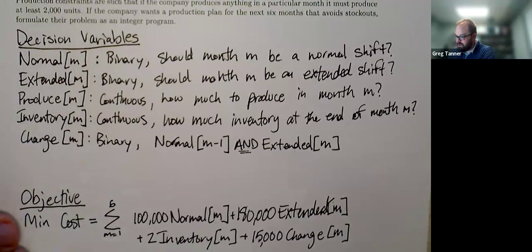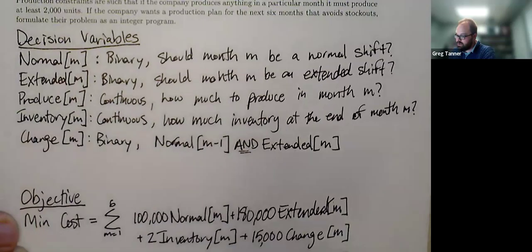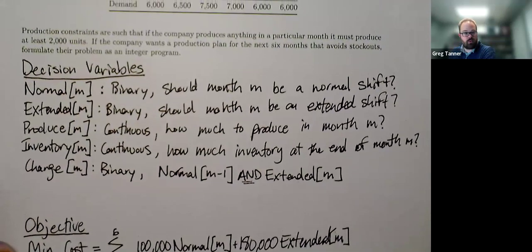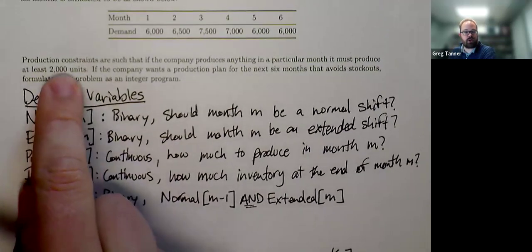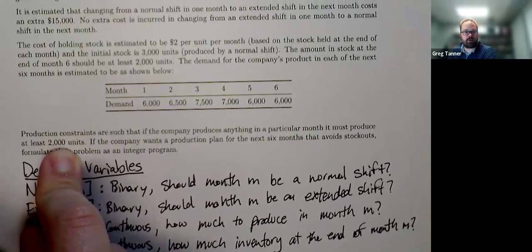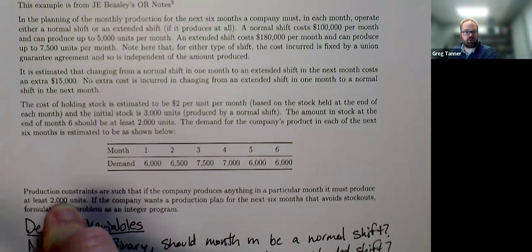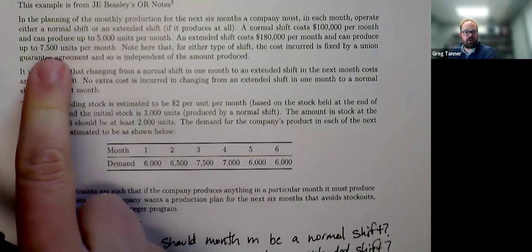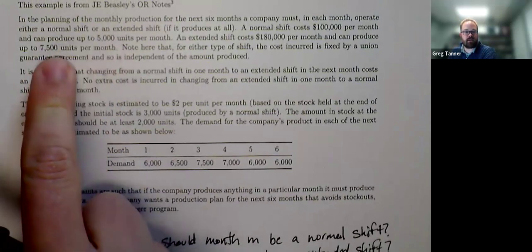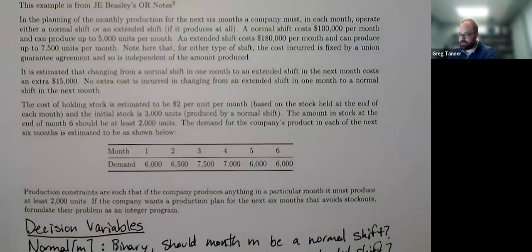First one is probably, our first two that we'll look at are the limits on production. And so looking at this, if we're doing any production, then we need to produce at least 2,000, and then depending on the type of shift we do, we have different limits on how much we can produce. So let's see, a normal shift can produce 5,000 units, and an extended shift can produce 7,500 units.